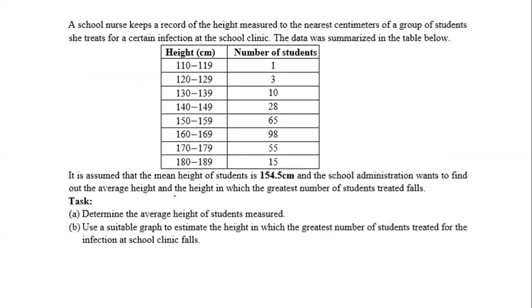Number 2, when you read through this item, this was another item. You still need to remember your different formulas. When you look here, they told us that it is assumed that the mean height of the student is this. Now, for the items where they use these assumptions, assume the mean height, that means that to be able to get your average, sometimes they can use the mid, they can use average, they can use the mean height.